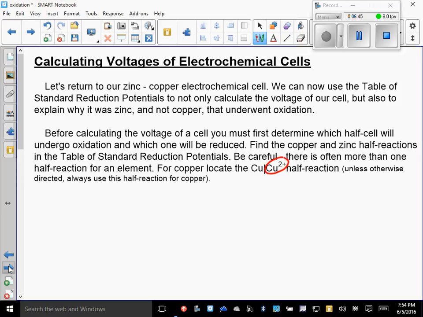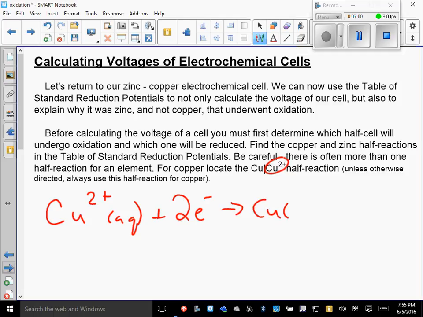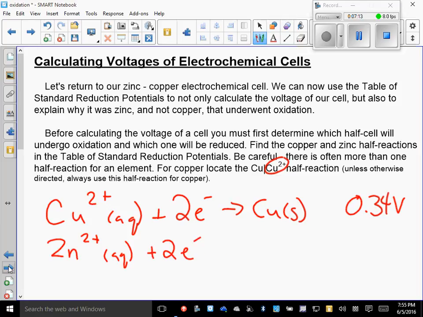Okay, so we have copper is 0.3. This is what your table should say. You have copper 2 plus, plus 2 electrons going to Cu solid, and we get 0.34 volts. And I have zinc aqueous plus 2 electrons goes to zinc solid. And this had a value of negative 0.76.